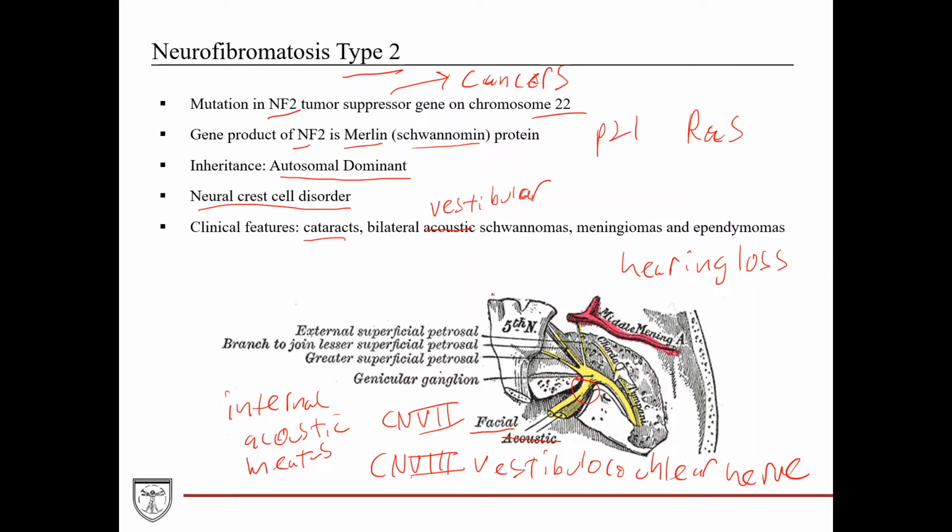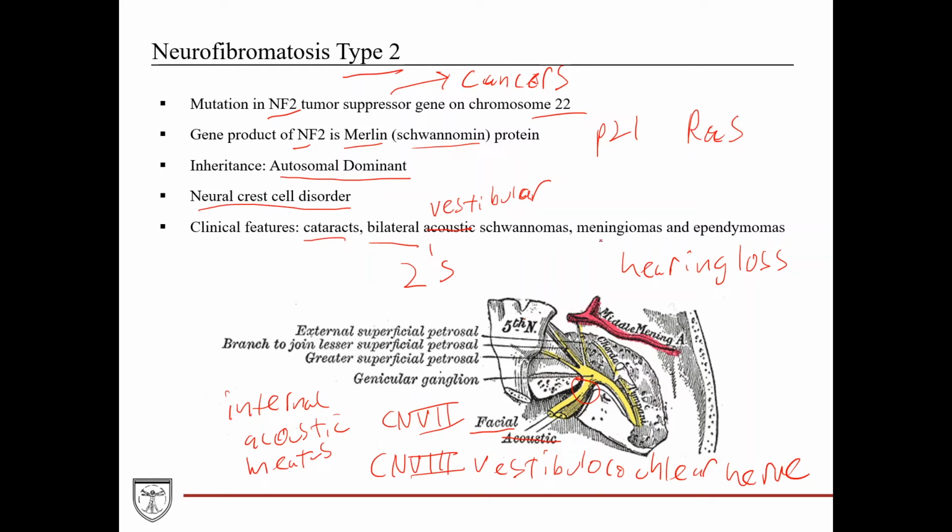In the general population, if this just happens spontaneously, it's usually on one side. However, patients with type 2 are very often found with bilateral vestibular schwannomas, meaning they have a tumor on each side. So again, the rule of twos here: type 2, NF2, chromosome 22, and then they'll have 2 vestibular schwannomas. So another distinguishing factor to remember this disease by.